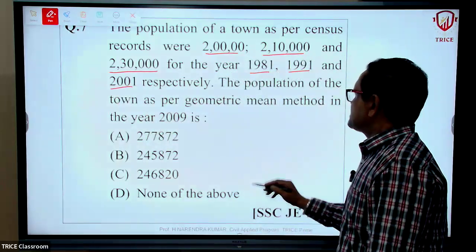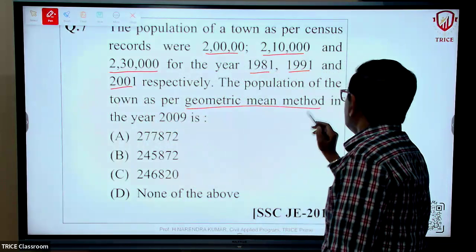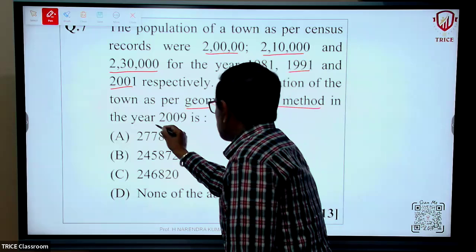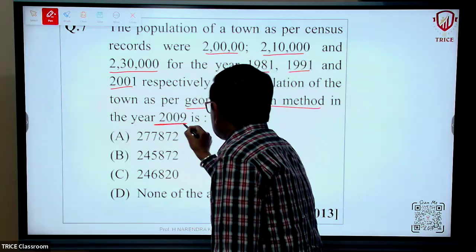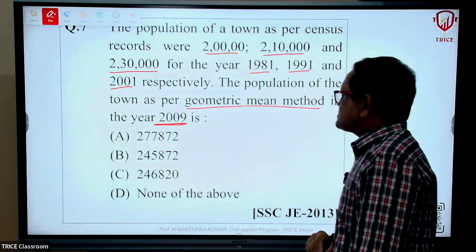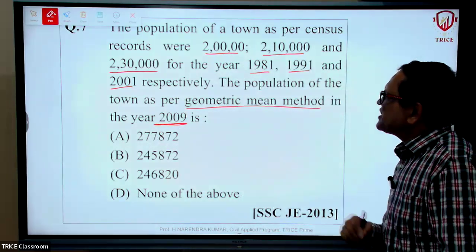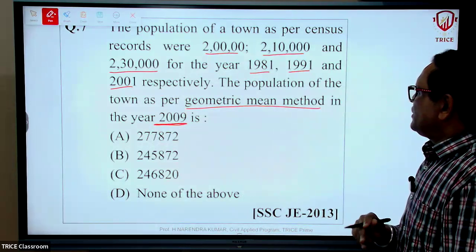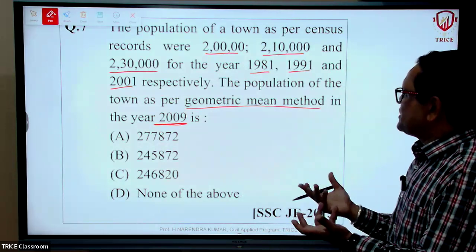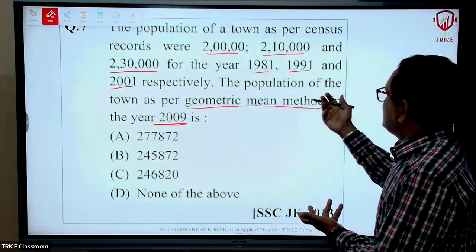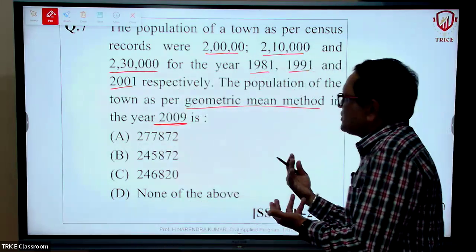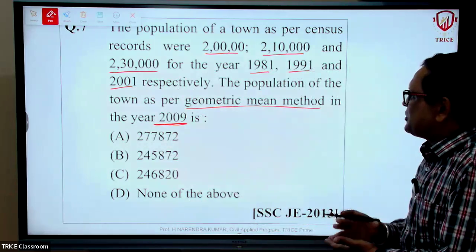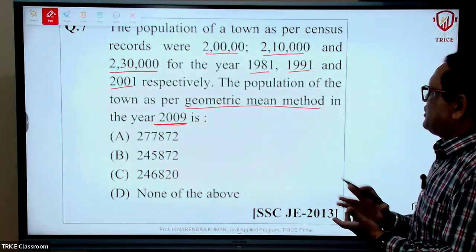The population of the town as per the geometric mean method, or geometric progression method, or geometrical increase method, for the year 2009. So you must be very careful. This question is really good because we are used to forecasting the population for successive decades, and our formula is also created in such a way. For example, the last decade is 2001, so we can calculate 2011 easily. But here we need to forecast the population in the year 2009. I will tell you how to do that.